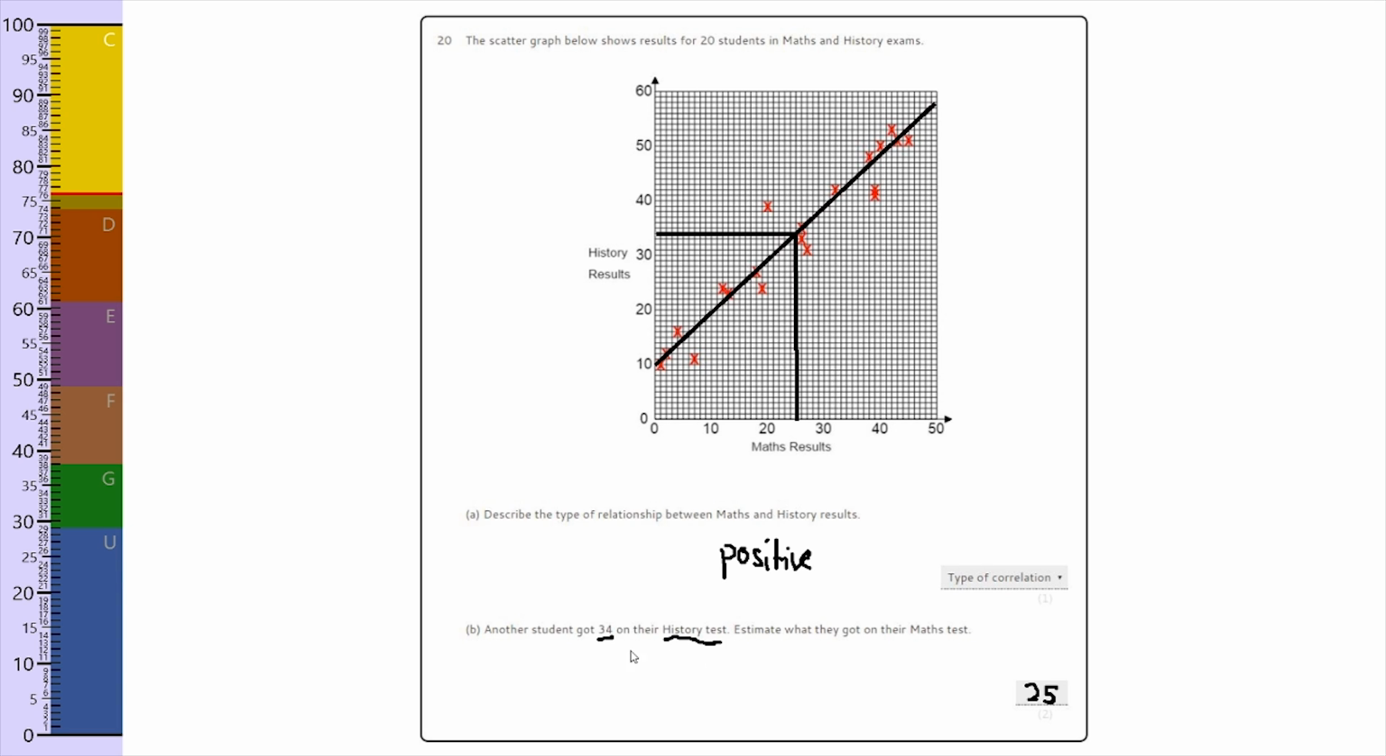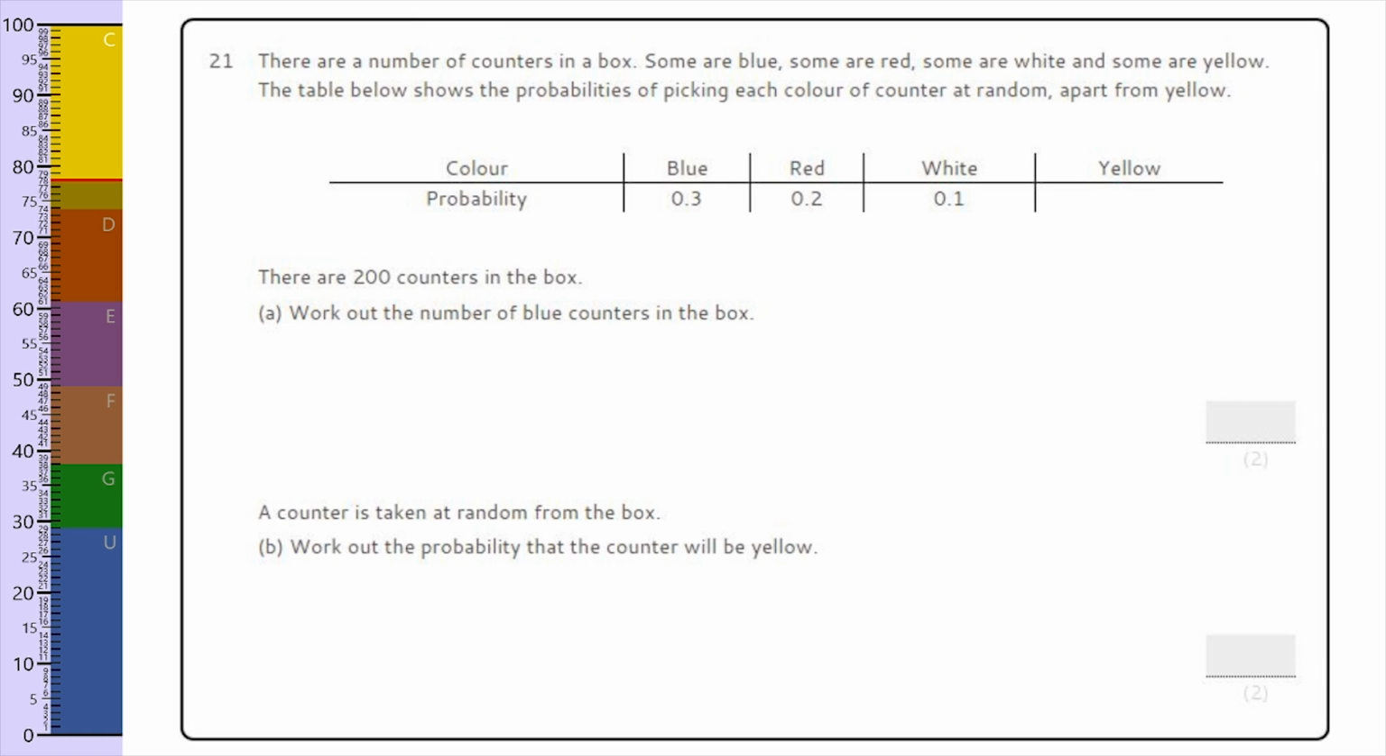But with this one, check that the number it says, check that you're doing it on the right axis. So sometimes it says 34 and people read 34 from the bottom and go up. You just go along from where it says 34 to where you've drawn your line of best fit, and then just draw it down and draw this onto the diagram. Examiners want to see that. Okay, let's move on. So question 21, pause the video now and have a go.